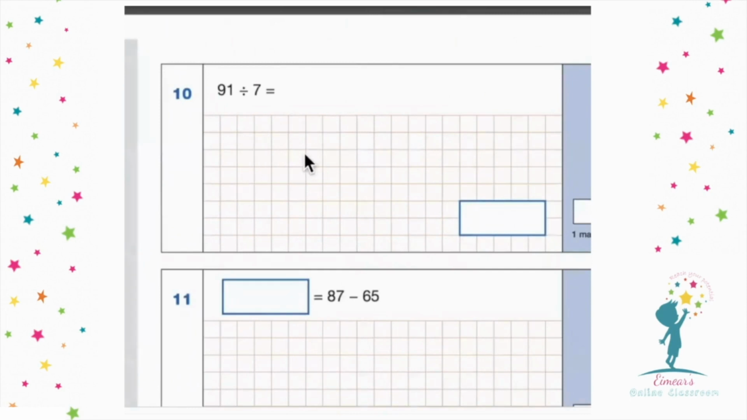Okay, 91 divided by 7. There's 2 ways of doing this. You could do the standard bust-up method. For some children, they will go to this immediately. 91 divided by 7. 7 goes into 9 once with a remainder of 2. 7 goes into 21 3 times.